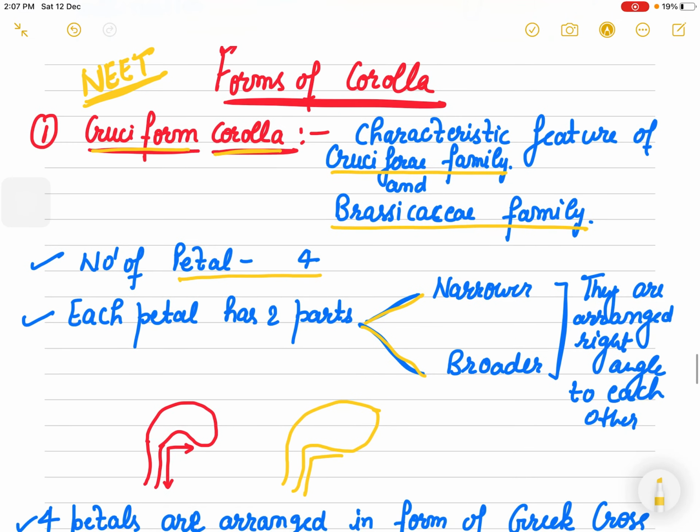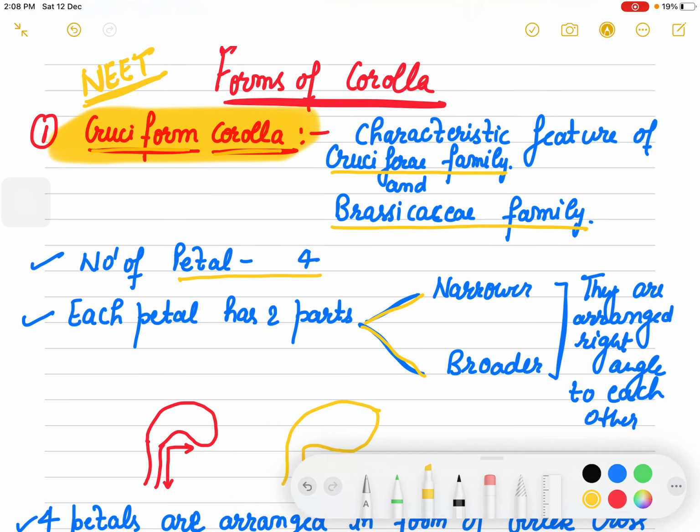If we talk about the forms of corolla, the first form, I am going very slow in this case so that you can understand each term. Cruciform corolla. These terms are really new for you, so you need to go slow and steady. You don't need to hurry, otherwise you will be frustrated with this chapter. I am telling you again and again, this chapter will love you only if you give your precious time to it. Otherwise you are going to hate this chapter. So don't do that, because this chapter is very important from your competitive exam point of view.